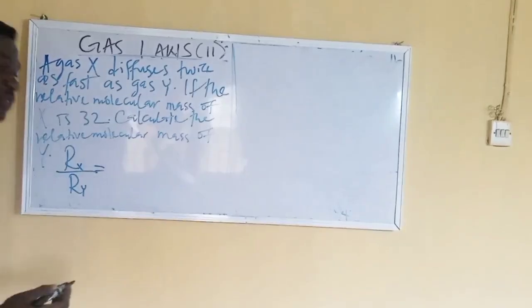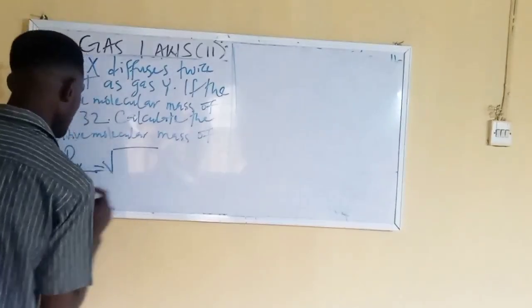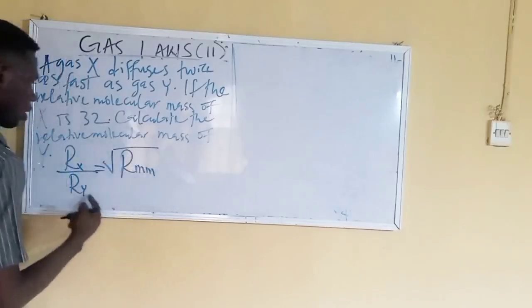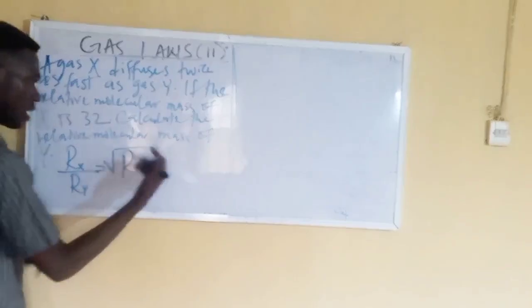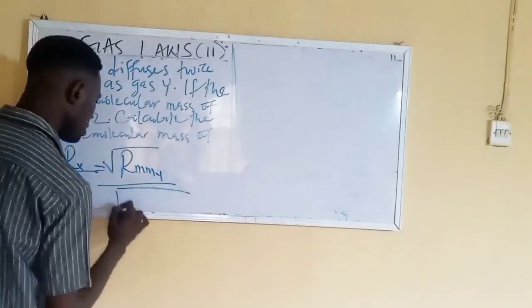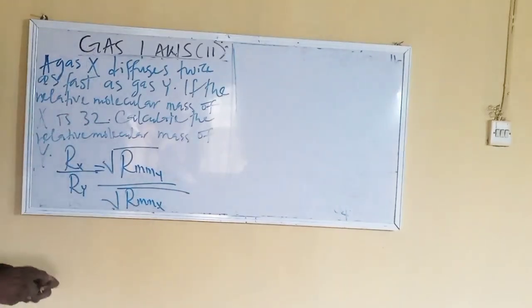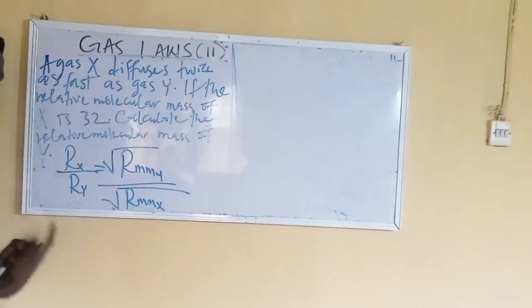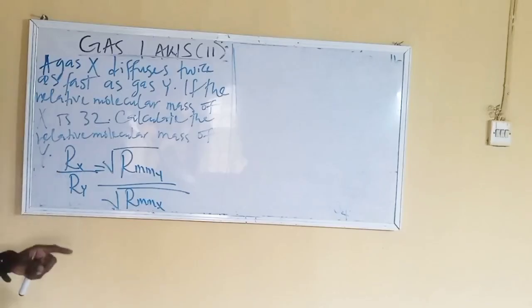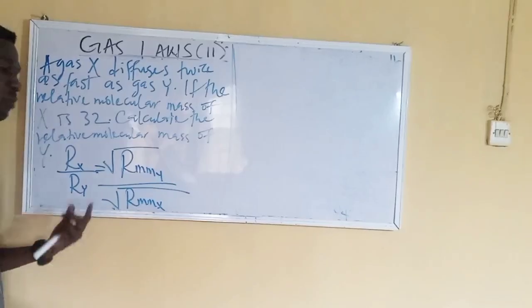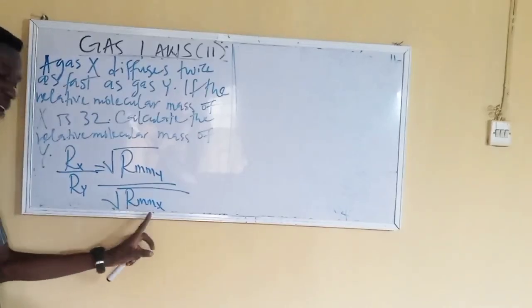So this is rate of diffusion of X, rate of diffusion of Y, equals to the formula you're working with, which is Graham's law of diffusion. You have it equals to the square root of RMM, because they are going to be in inverse form. So it's going to be the RMM of Y over the RMM of X. This is the formula you're working with, because Graham's law of diffusion says that the rate of diffusion of a gas is inversely proportional to the square root of the density of a gas, and the density of a gas multiplied by 2 is the relative molecular mass. So you can have this formula here.